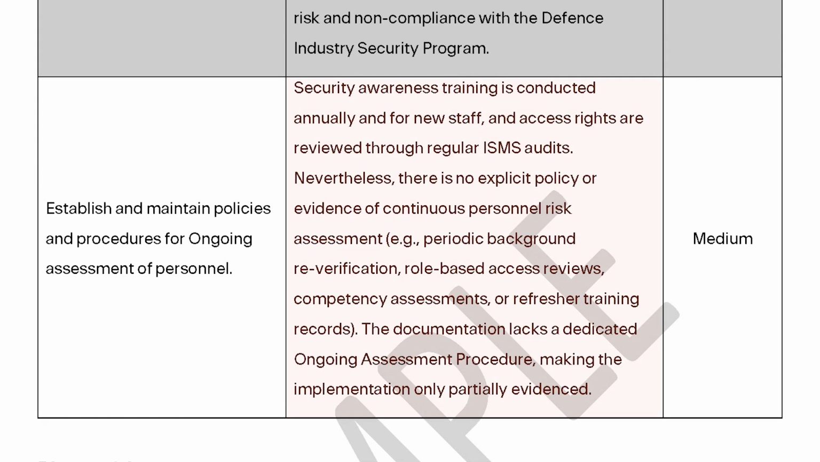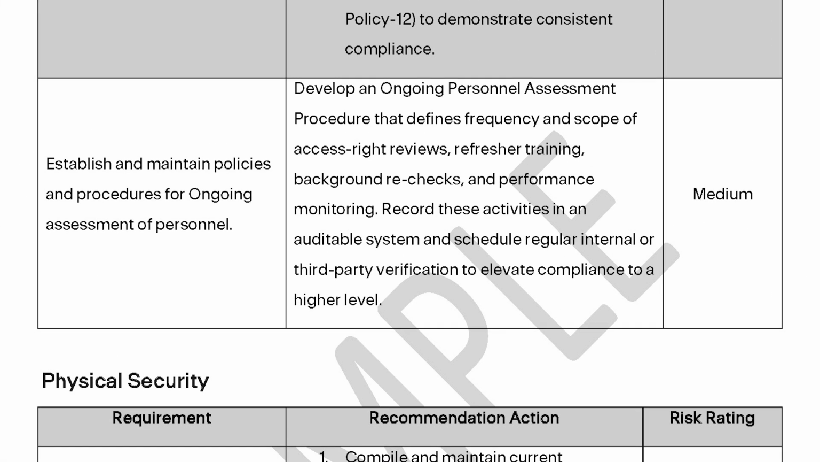Yeah, absolutely. In this particular example, the requirement is establish and maintain policies around ongoing assessment of personnel. Even though the customer has uploaded evidence of security awareness training being conducted, there's no explicit policy or evidence of continuous assessment. That's why the tool has assessed it as medium, because there is some sort of evidence, but they're just missing some. I see. So does this particular control come with a recommendation as well? Yeah, absolutely. The tool has recommended for the customer to develop an ongoing personnel assessment procedure that defines frequency and scope, that kind of stuff. So again, it's halfway there, but it just needs a little bit of tightening up around the edges.